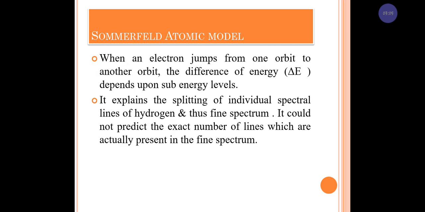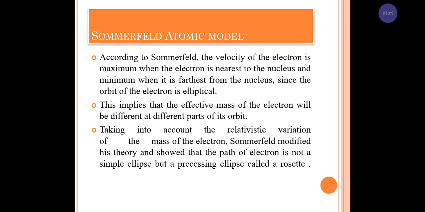When an electron jumps from one orbit to another orbit, the difference of energy depends upon the sub-energy levels. So it explains the splitting of individual spectral lines of hydrogen, and thus the fine spectrum. It could not predict the exact number of lines actually present in the fine spectrum. According to Sommerfeld, the velocity of the electron is maximum when the electron is nearest to the nucleus and minimum when it is farthest from the nucleus, since the orbit of the electron is elliptical.